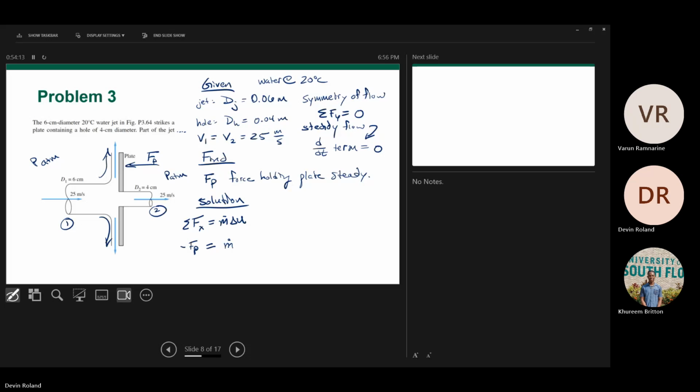So the weird thing with this problem is that you can't assume a consistent mass flow rate, right? Because the mass flow that's here, some of it is going up this way, some of it's going this way, and some of it's going through. So the mass is literally splitting into different portions. So I'm going to say this is mass flow jet times the velocity of the jet.